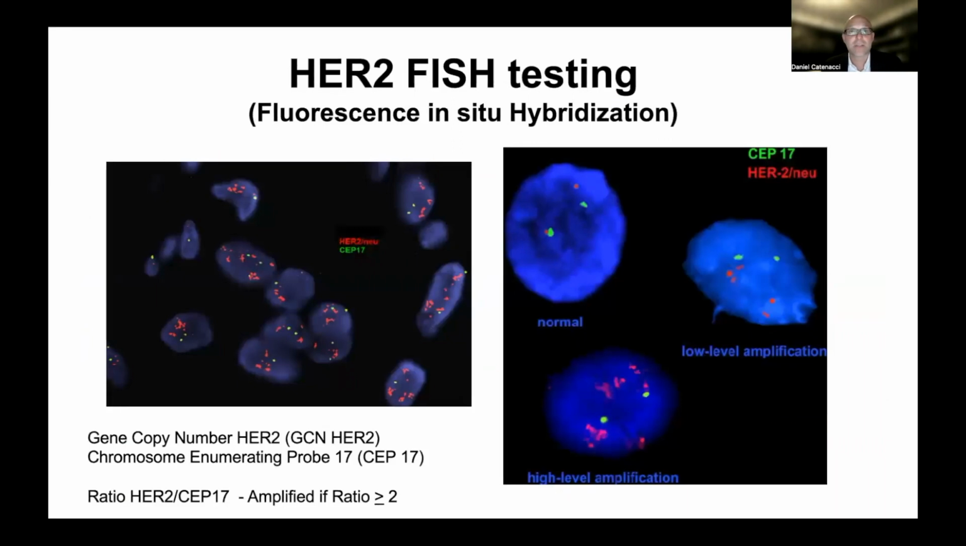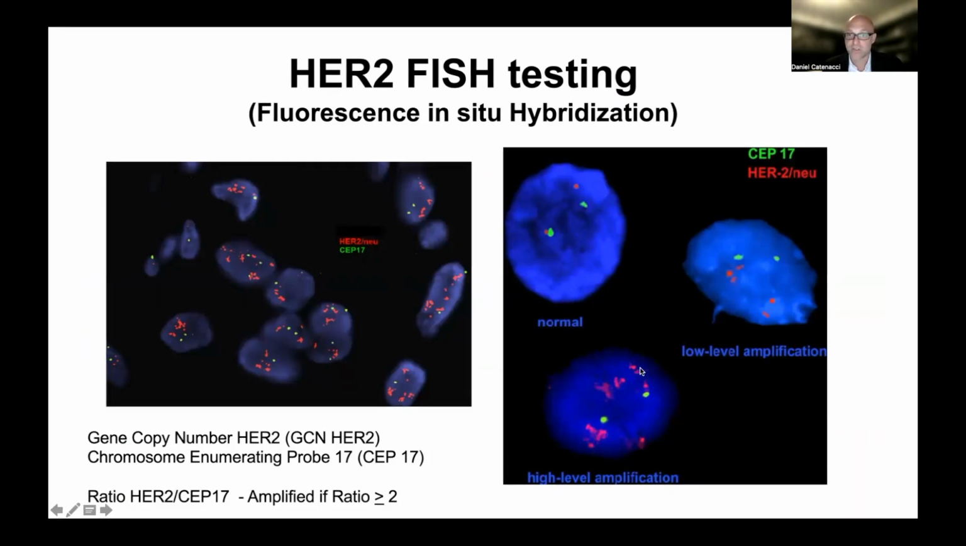And then we also talked about FISH testing, fluorescence in situ hybridization, which is looking at the cancer cell and probing with both a HER2 probe as well as a control probe for the chromosome that it resides on, chromosome 17, so that we can count how many chromosomes 17 there are and how many gene copies of HER2 there are. And in a normal situation, you'd have one copy of HER2 on a chromosome 17 and another copy of HER2 on a second chromosome 17.